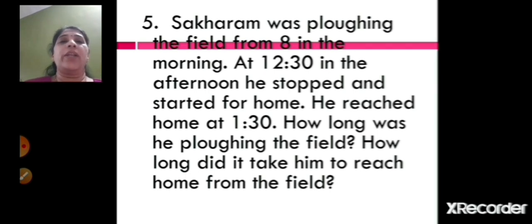So what is being given? Sakaram was plowing the field. At what time in the morning? 8 o'clock. And then at 12:30 in the afternoon, he stopped and went home. By the time he reached home, it was almost 1:30. So we have to find out two answers: how much time he was plowing the field, and how much time it took for him to reach home from the field.